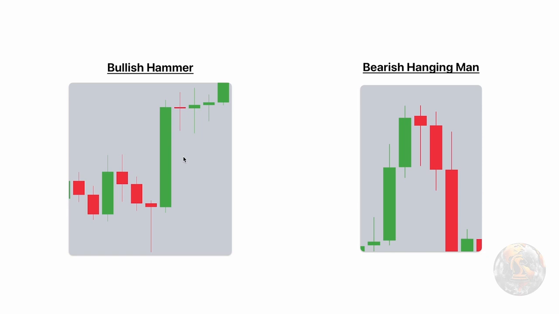Let's look at a hanging man, a bearish candlestick. This is the bearish equivalent of the hammer. So it's just inverse. It has the same shape, but it forms generally at a top or at the end of an uptrend. Again, think about what the candle means.